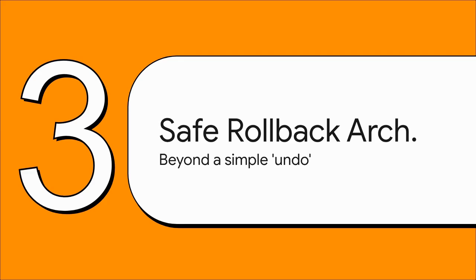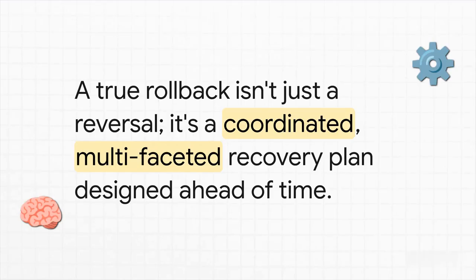Okay, so now let's architect the solution. When things do go wrong, just slamming a giant undo button isn't a strategy. That's a panic move. A real safe rollback is an engineered, pre-planned recovery process. And this right here, this is the big mindset shift. We have to stop thinking about a rollback as just going backward. It's not. It's a forward-moving recovery plan that has to coordinate traffic, your infrastructure, and your data state, all in perfect harmony across all of your cloud environments.